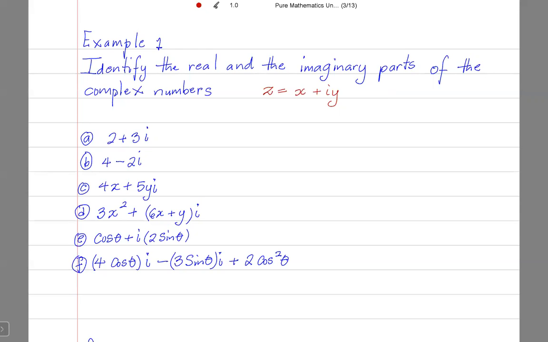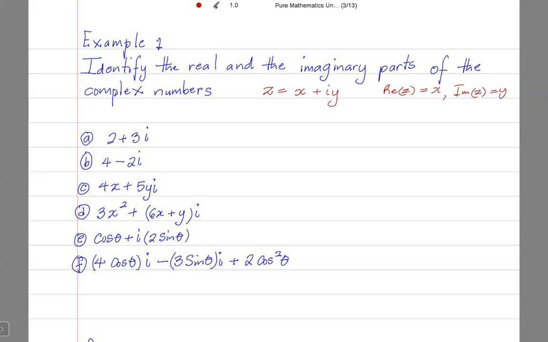The real part of the complex number Z is x, and the imaginary part of the complex number Z is y. Please note also that x and y are real numbers. So x and y are real numbers.